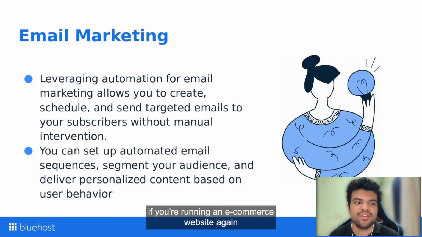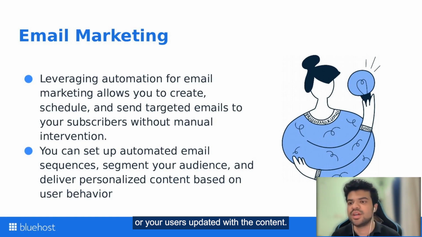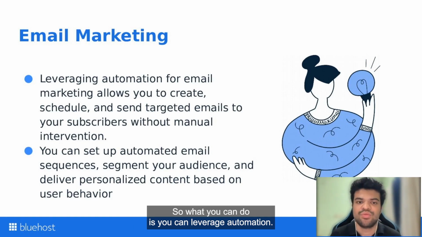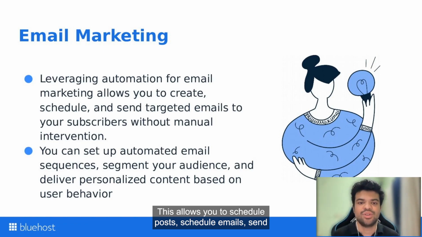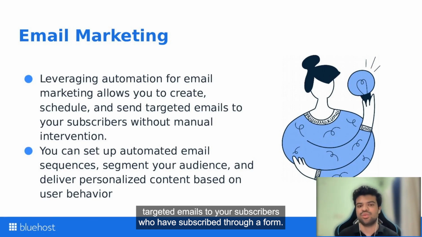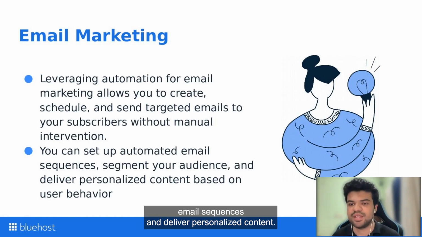Moving on, if you're running an e-commerce website again or any kind of blogging platform, it's always good to keep your customers or your users updated with the content. So what you can do is you can leverage automation. I think we talked about social media some time back. You can also do email marketing. This allows you to schedule posts, schedule emails, send targeted emails to your subscribers who have subscribed through a form. You can also set up automated segments, email sequences, and deliver personalized content.